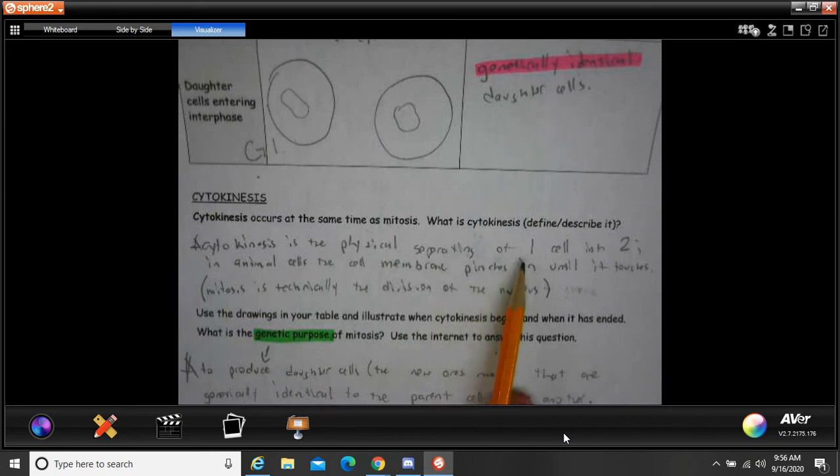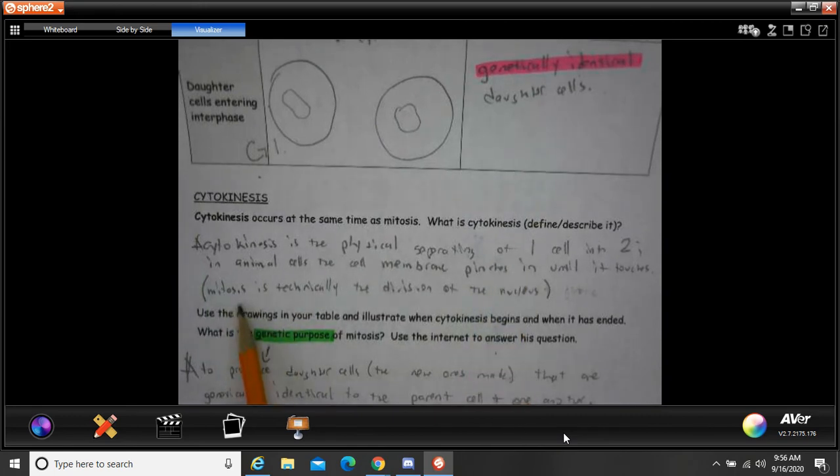So physically into two. Now, technically, mitosis is the division of the nucleus. Okay? Now, you can't have a cell physically separating without each new cell getting a nucleus and the genetics that go along with that, the DNA. So even if you could physically separate a cell, if it was just cytokinesis, you'd have one useless cell because it wouldn't have a nucleus in it. So these two things go together, cytokinesis and mitosis. You don't have one without the other.